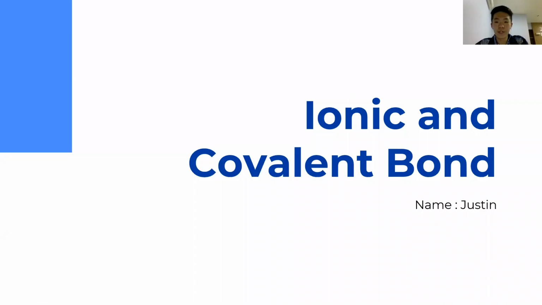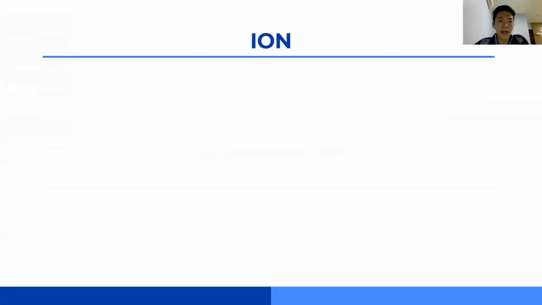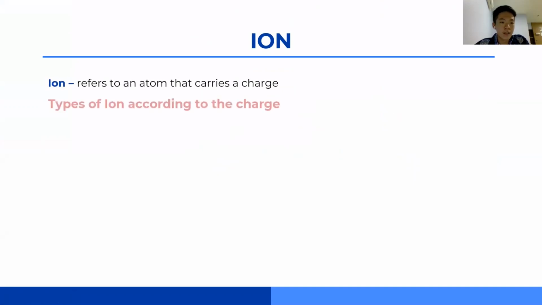Hello everyone, today we're going to learn about ionic and covalent bonds. First, we're going to learn about ions. An ion refers to an atom that carries a charge. There are several types of ions. So, types of ions according to the charge. There are two types of ions according to the charge.